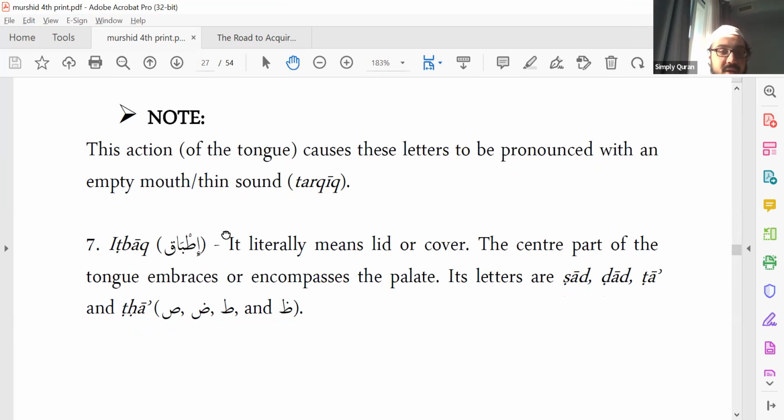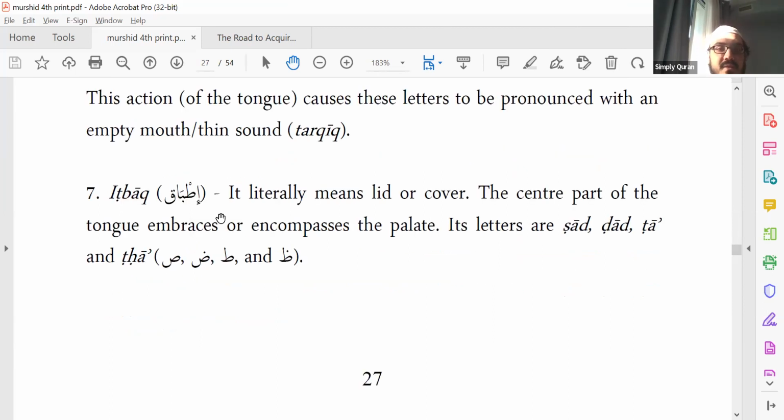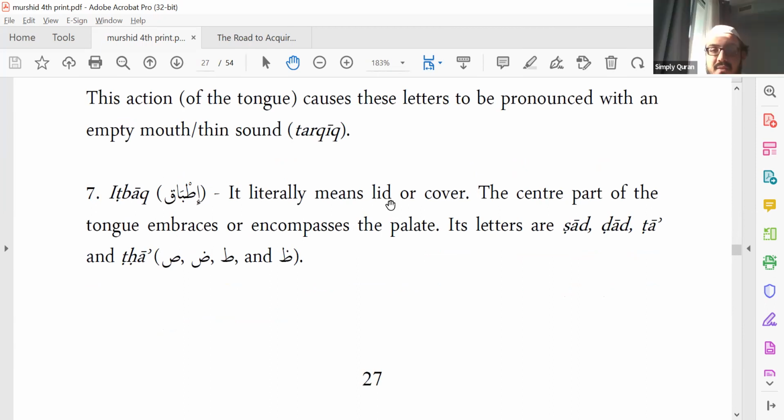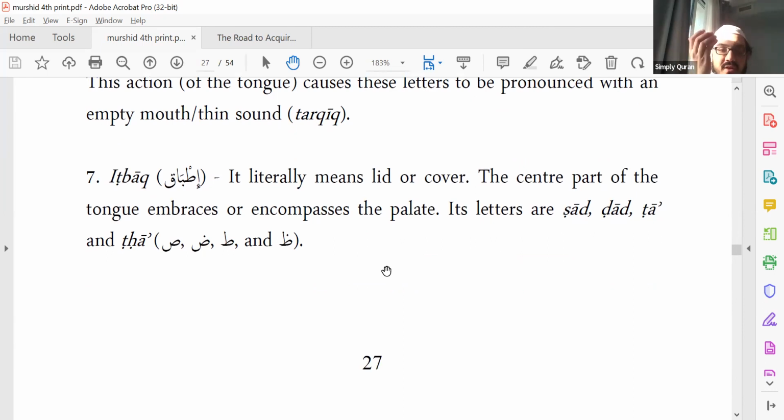Okay, then we have the final category, itbaq, like a plate or lid or cover. The center part of the tongue embraces or encompasses the palate. Its letters are four: sad, dad, ta, dha.